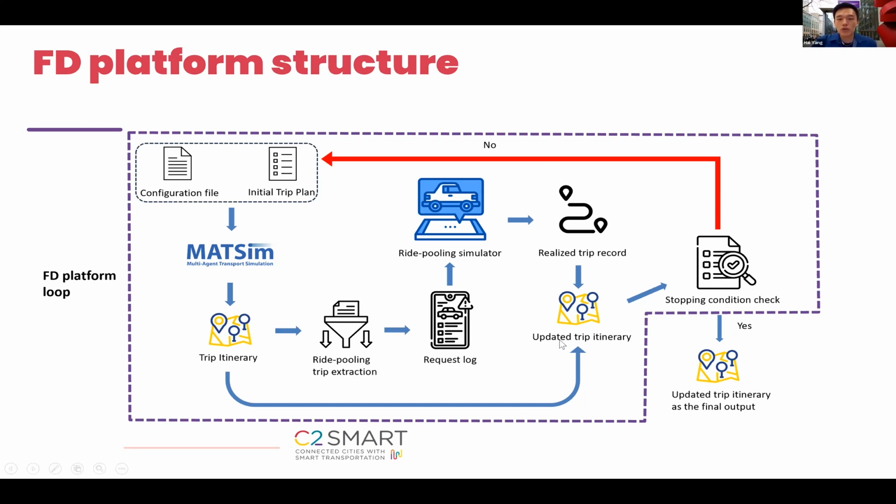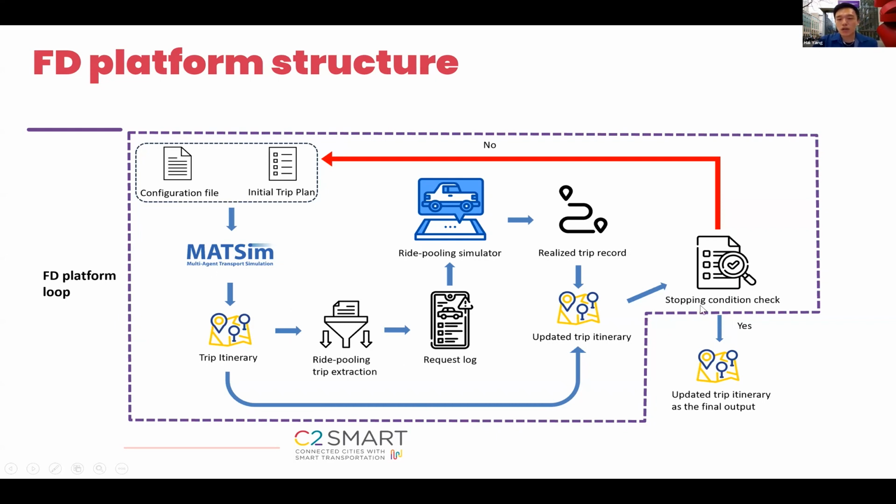So in order to get to that stabilized status, we need to check some conditions to make sure that it reaches the level we want it to be. If the stopping criteria have not been met, we will use the updated trip itinerary as the next round's initial trip plan, and then feed it back to the MATSim again. This information will also be reflected in the configuration file, which I will explain in the following steps. We call these cycles the FD platform cycle.